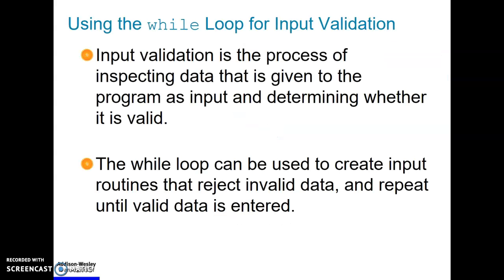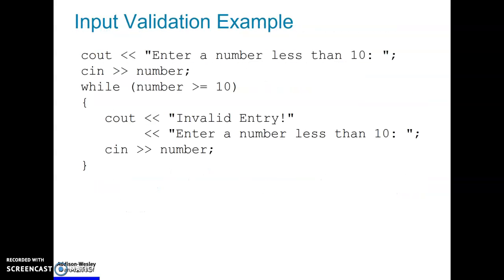Input validation is the process of inspecting data that is given to the program as an input and determining whether or not it's valid. And we did this in our previous experiences last year. The while loop can be used to create input routines that reject invalid data and therefore cause it to repeat until the user enters good information.